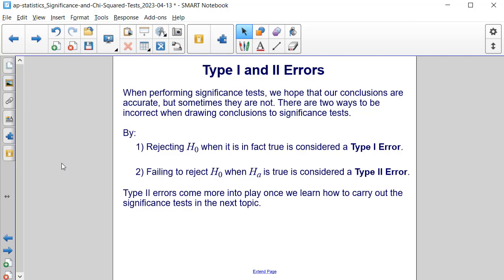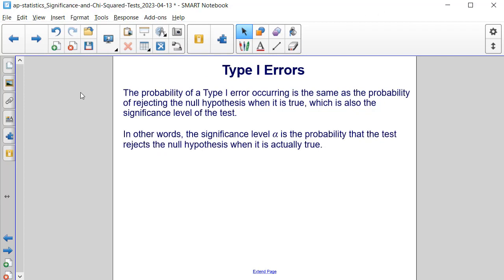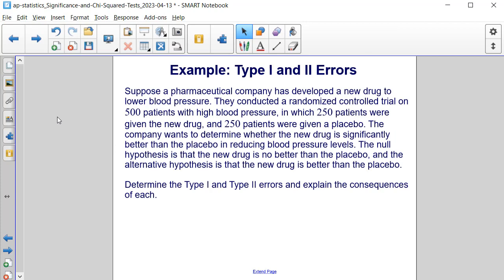Type 2 errors come more into play once we learn how to carry out the significance tests in the next topic. The probability of a type 1 error occurring is the same as the probability of rejecting the null hypothesis when it is true, which is also the significance level of the test. In other words, the significance level alpha is the probability that the test rejects the null hypothesis when it is actually true. Let's try an example with type 1 and type 2 errors.